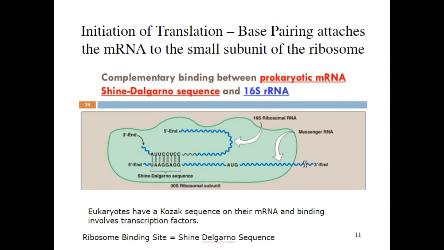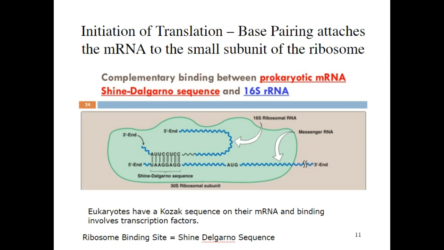So this is all about base pairing, attaching the messenger RNA to the small subunit of the ribosome. So we looked at the structure of intact ribosomes, and you should remember that a ribosome is made of a large and a small subunit. Those large and small subunits only associate with one another during the act of translation. The rest of the time they're actually separated.